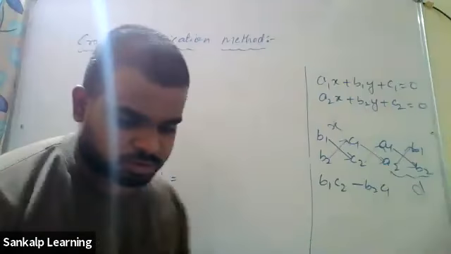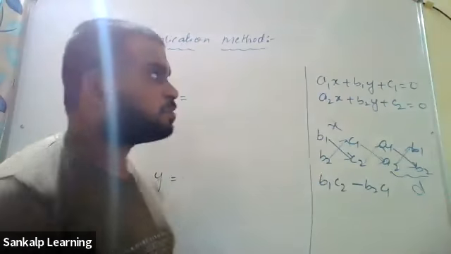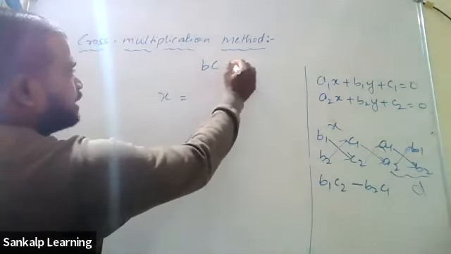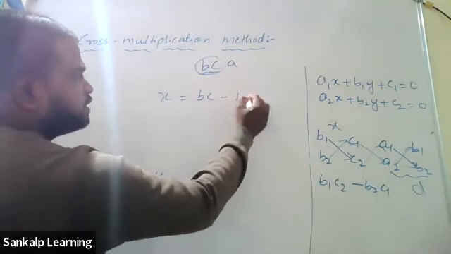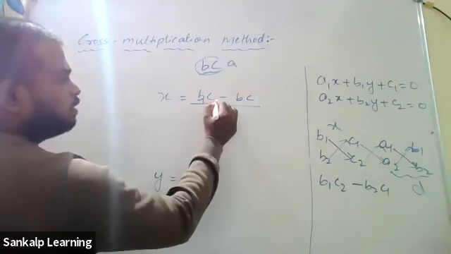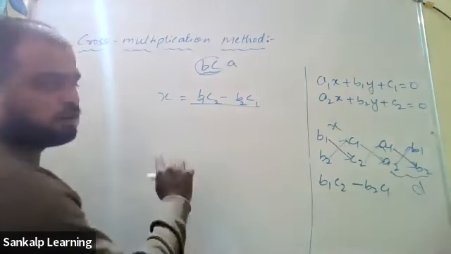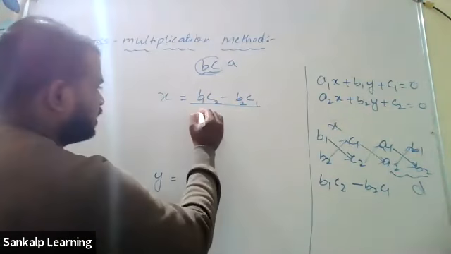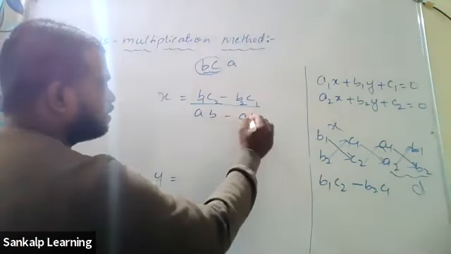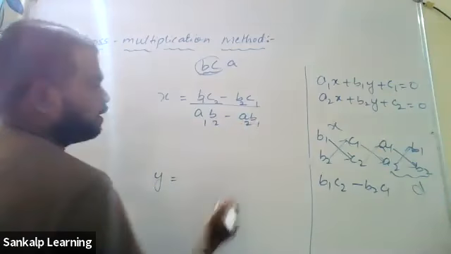Just know this course called BCA. I remembered it that way. For x, you have to use the first two parts: BC minus BC, 1 2 2 1. Next, in the denominator it is AB. AB is very easy, right? AB minus AB, 1 2 2 1.